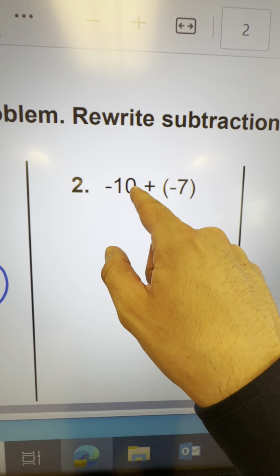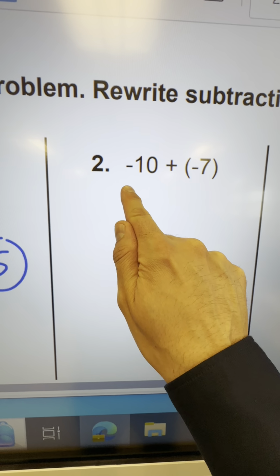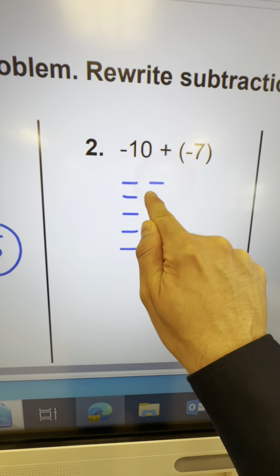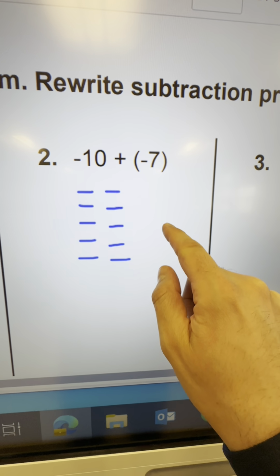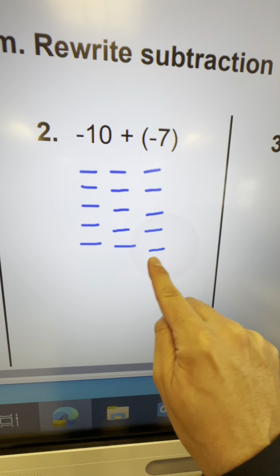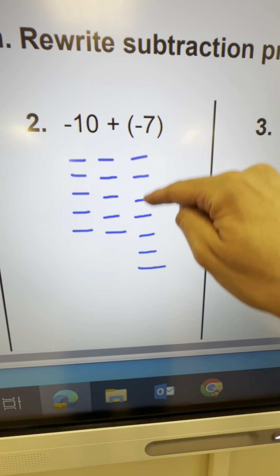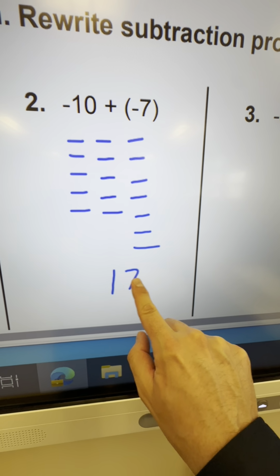All right, second example, 10 negatives plus 7 negatives. 1, 2, 3, 4, 5, 6, 7, 8, 9, 10. Add 7 more negatives. 1, 2, 3, 4, 5, 6, 7. So basically I have 5, 10, 15, 16, 17 negatives all together.